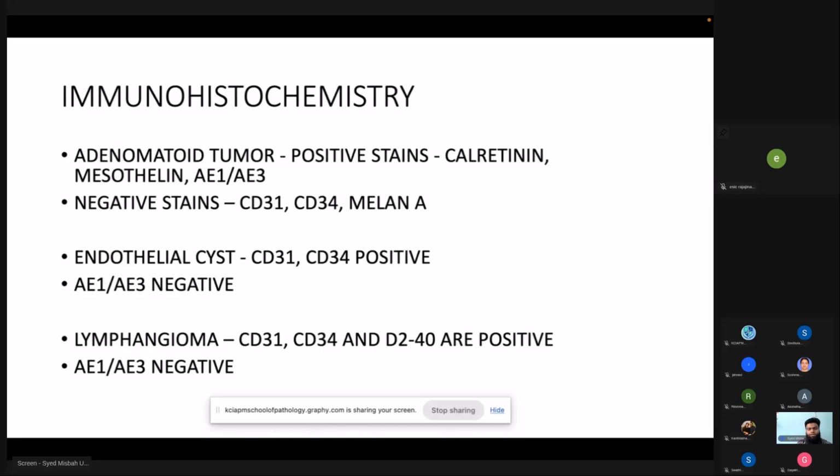Epithelial stains like AE1 and AE3 are positive. And CD31 and CD34 are negative, which will be positive in endothelial cyst and lymphangioma. Lymphangioma and endothelial cyst can be differentiated by doing podoplanin D2-40 stain.